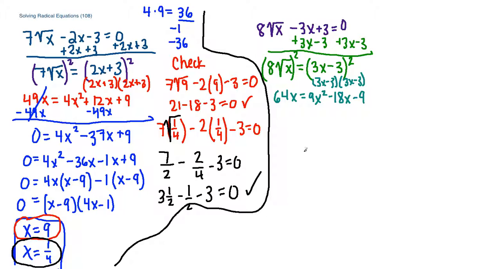plus 9. Now, just like before, I want to get 0 on one side, so I can go ahead and factor it. So I'm going to subtract 64x from both sides. And I have to subtract it from that middle term because that's the one that it's a like term with. So I have negative 18 minus 64, which is negative 82.